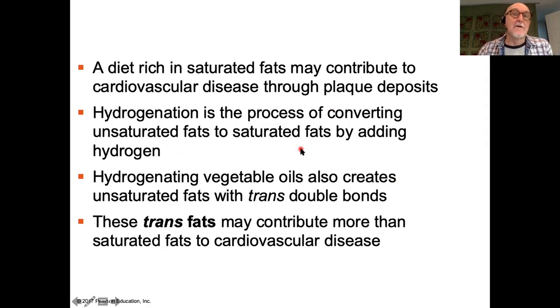So there is a third kind of fat that we need to talk about. Nowadays, less important than it used to be. These are called the hydrogenated fats. They are artificially produced fats where they took saturated fats and they kind of turned them into artificially unsaturated in a way. And these were very, very advantageous for industry.